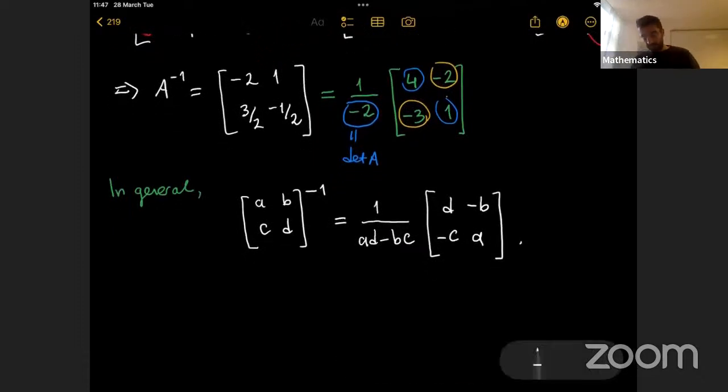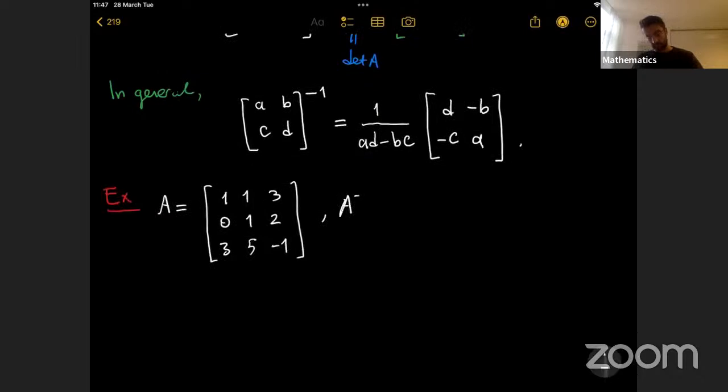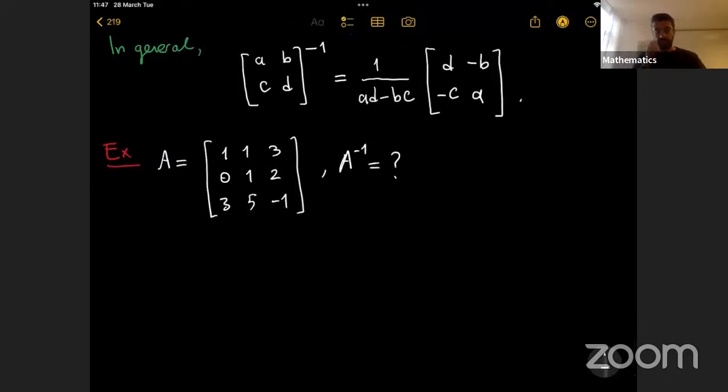All right, let's do another example with 3x3. So now let's say we have a matrix like this: 1, 1, 3, 0, 1, 2, 3, 5, minus 1. And we will find the inverse. All right, let's do it. So in a similar way, we will put an identity matrix next to it: 1, 1, 3, 0, 1, 2, 3, 5, minus 1. And next to this, the identity matrix of dimension 3: 1, 0, 0, 0, 1, 0, 0, 0, 1.